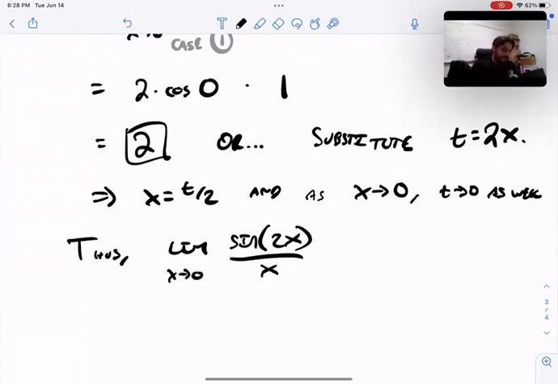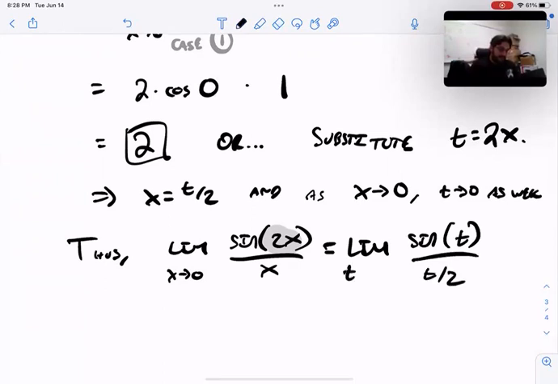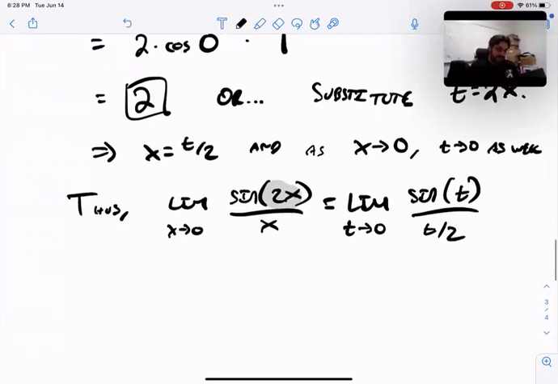And why am I doing this? I'm doing this just because I want to clean up what's inside the sine. So I'm picking this variable t to represent what's inside the sine. So I have sine of t over x. And what is x? x is t over 2. As x goes to 0, t goes to 0, right? And now I can do algebra. Here, I have a 2 that's in a denominator of a denominator. Therefore, it's really in a numerator.